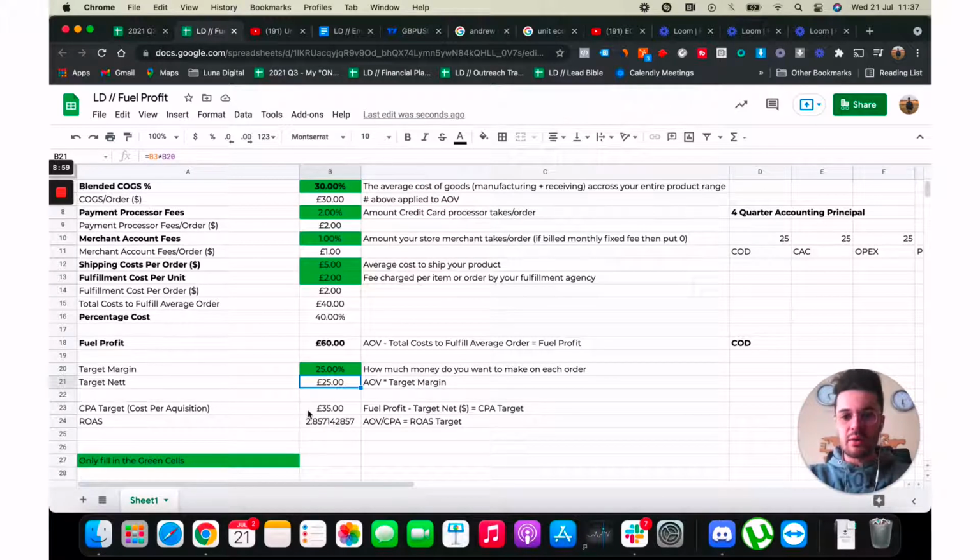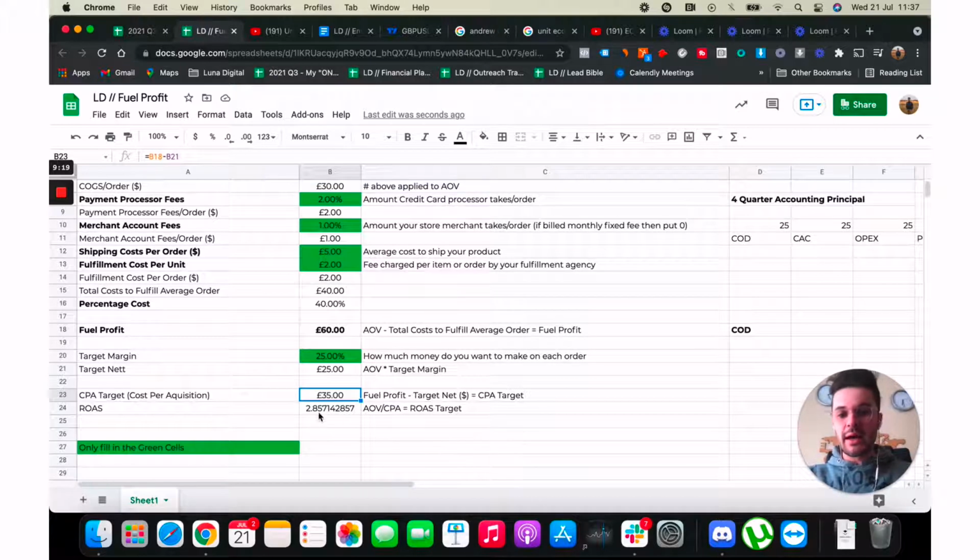So then our CPA target, or our cost per acquisition target, is going to be £35. Now we've gone a step further, and from a first purchase point of view, directly off of Ads Manager or from your Google Ads Manager dashboard, you should be looking at a ROAS of 2.8. That's to make then 25% profit from your ads essentially for the biz at the end of the day.